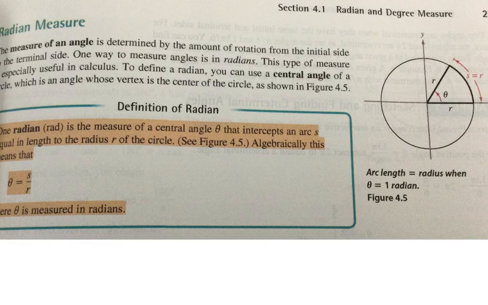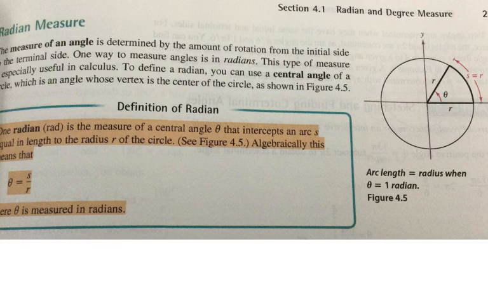The measure of an angle is determined by the amount of rotation from the initial side to the terminal side. One way to measure angles is in radians. This type of measure is especially useful in calculus. To define a radian, you can use a central angle of a circle, which is an angle whose vertex is the center of the circle, as shown in figure 4.5.